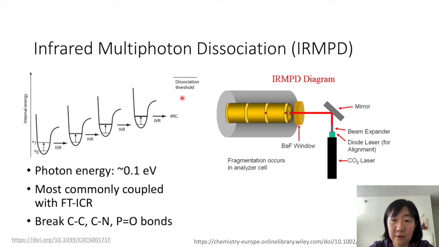IRMPD is most commonly used in FTICR mass spectrometry. In biomolecules, the C-C, C-N and P-O bonds can effectively absorb IR photons to get dissociated. In the structural analysis of biomolecules, IRMPD is mostly used for the structural analysis of phosphorus-containing polypeptides.